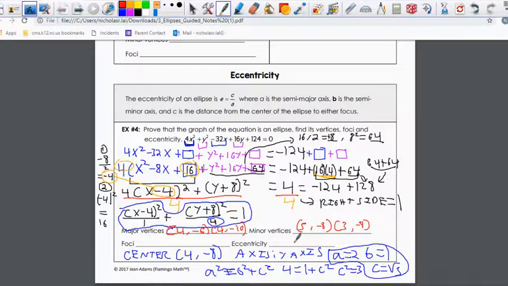The foci are going to be at 4. Remember, the 4 stays fixed. -8 plus the square root of 3. And 4, -8 minus the square root of 3. Then the eccentricity, which is c over a, is going to be square root of 3 over 2, which is approximately equal to 0.866.